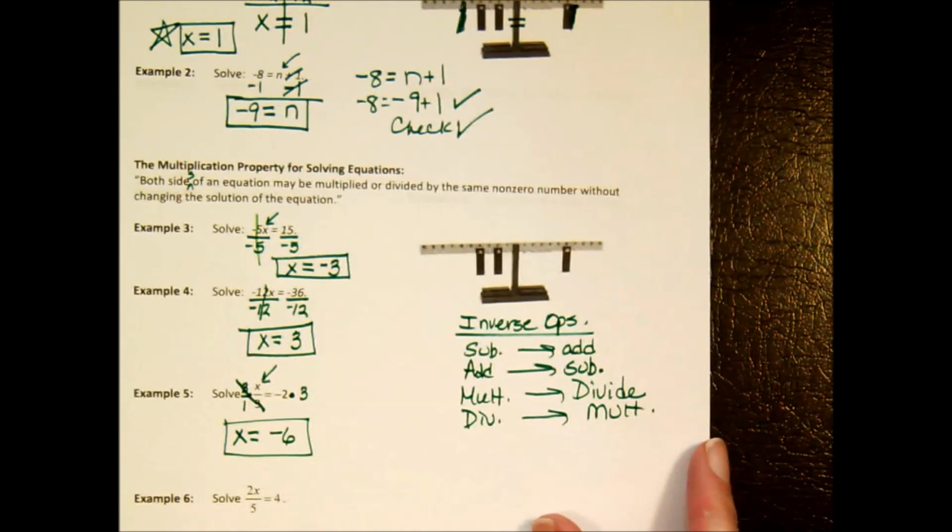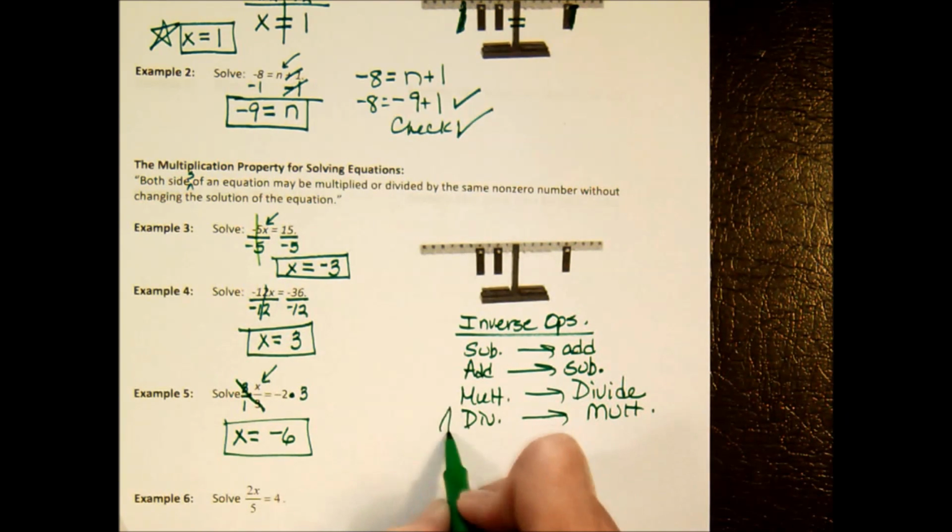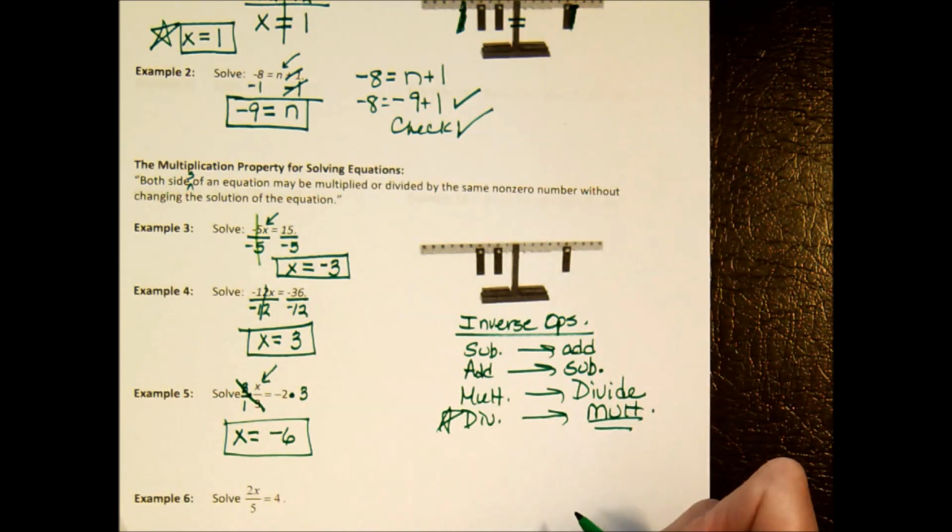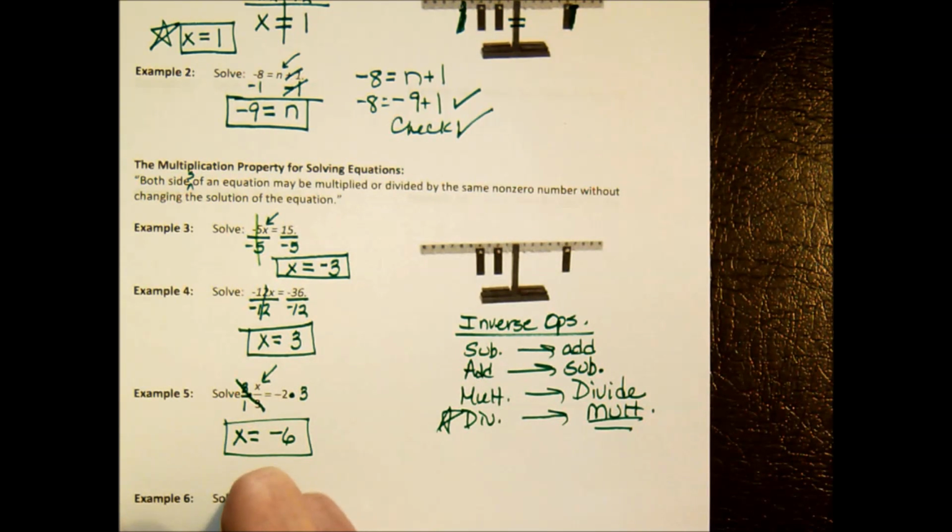All right, let's look at this last one on the front page. This one, I see the variable has been multiplied by 2 and divided by 5. Well, you want to get rid of that divide by first. So how do we undo division? We multiply. So I'm going to multiply this side by 5, or 5 over 1. Multiply this side by 5. These 5's cross cancel, and I'm left with 2x equals 4 times 5 is 20.